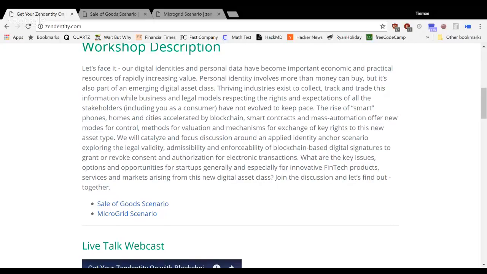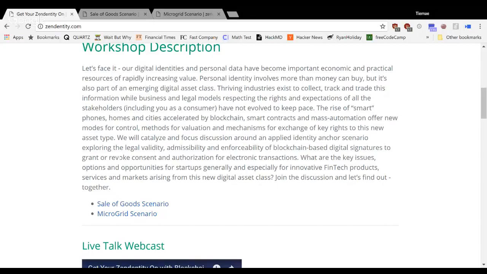That brings us to the next sentence. What are the key issues, options, and opportunities for startups generally, and especially for innovative fintech products, services, and markets for this new digital asset class? That's generally the conversation that we would like to have with you.